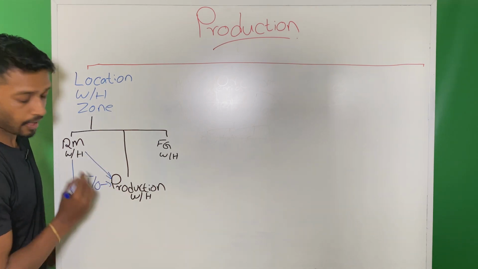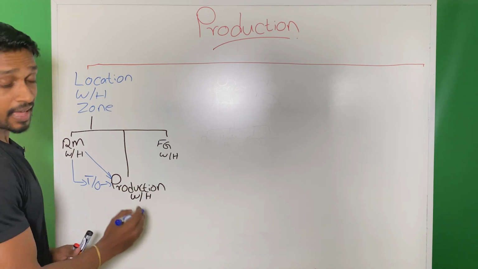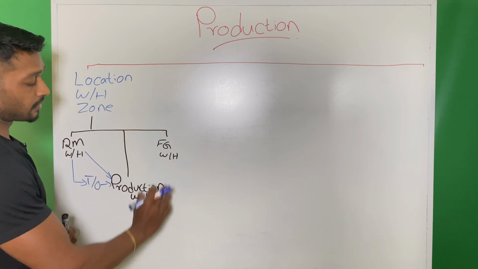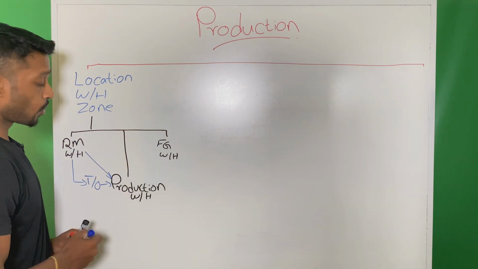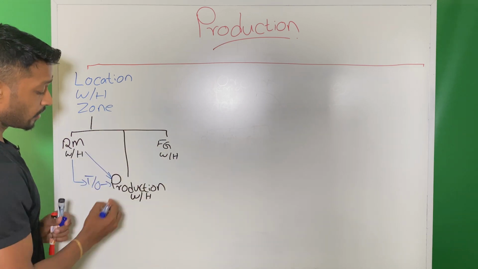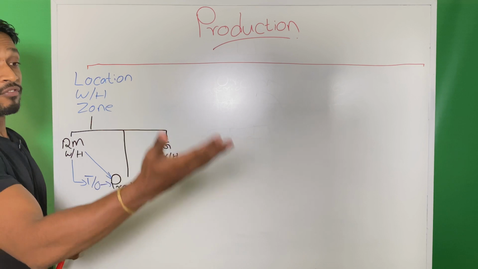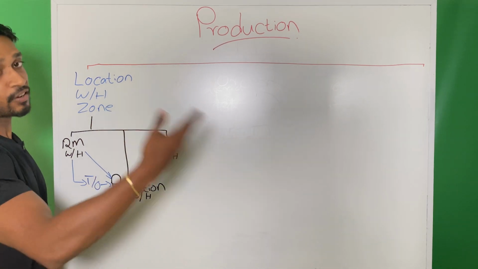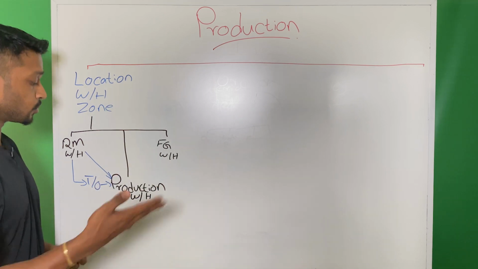Now we have stock in the production warehouse, so we can start the production process there. Once the production process starts, we have to issue raw material into the production process. After the end of the process, we get output as finished goods.